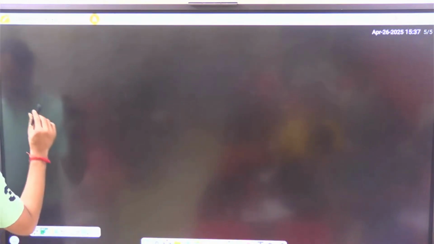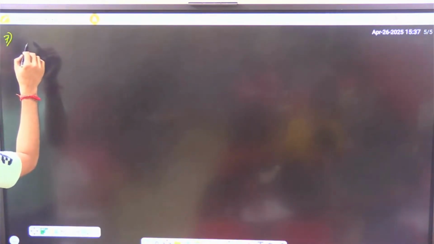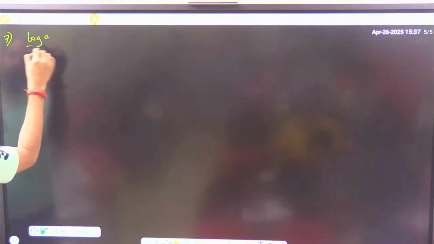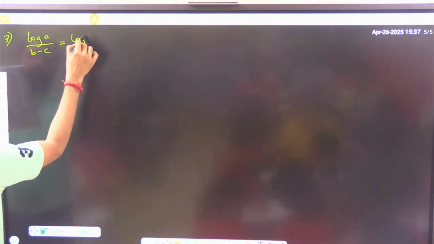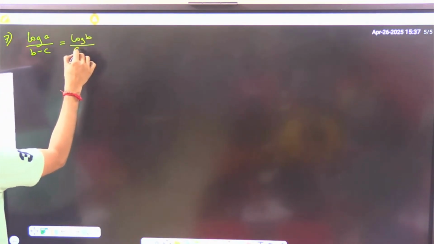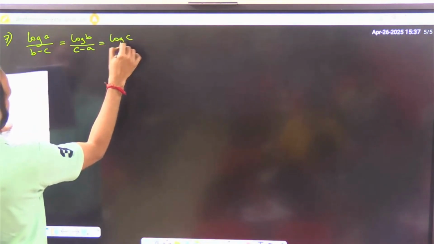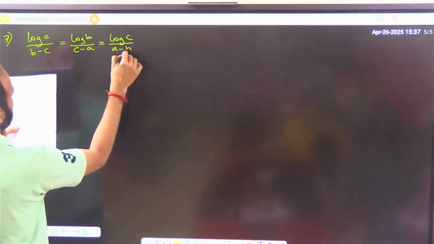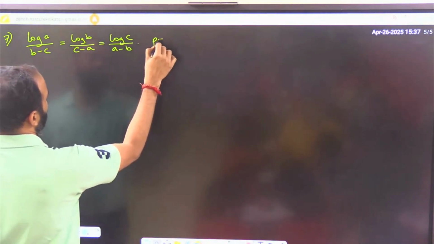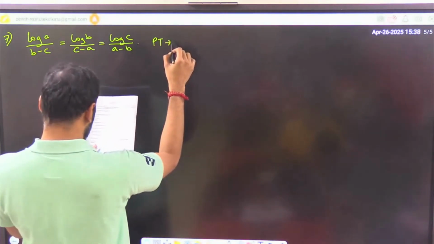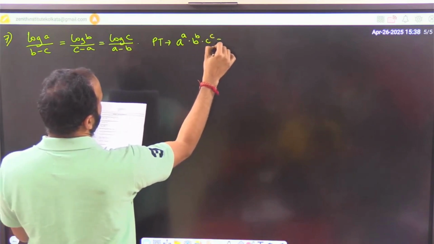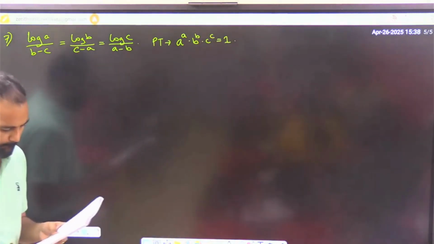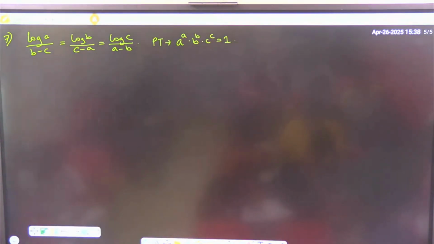Next. Question number 7. If log A by B minus C is equal to log B by C minus A is equal to log C by A minus B, then prove that A to the power A into B to the power B into C to the power C is equal to 1.